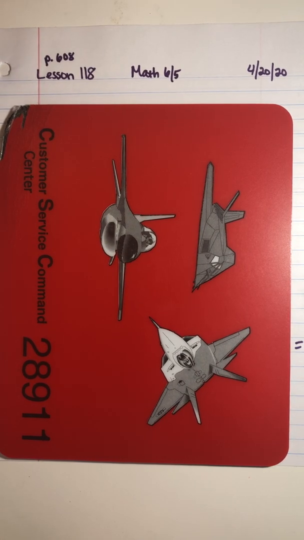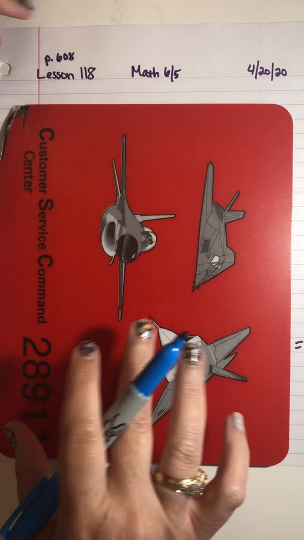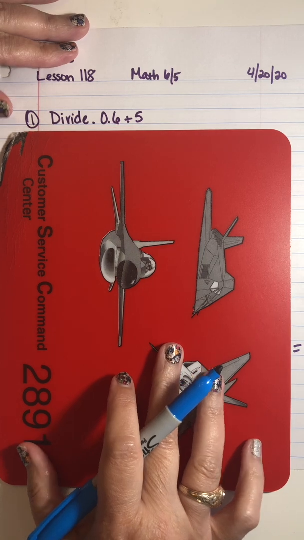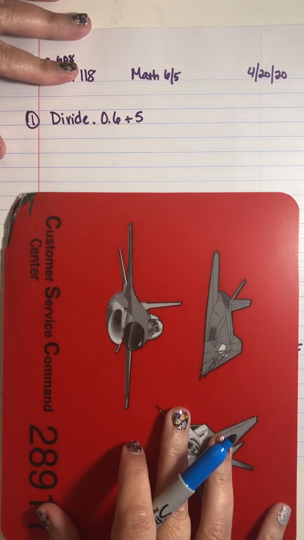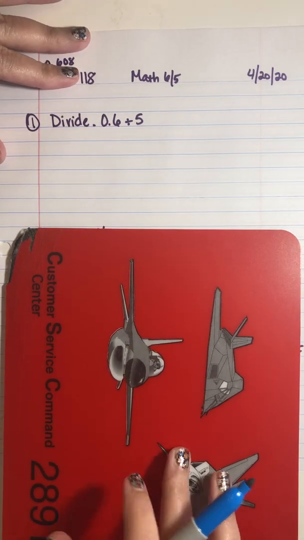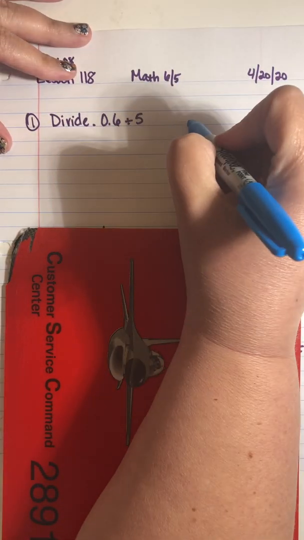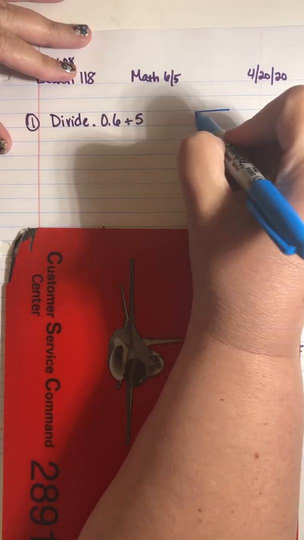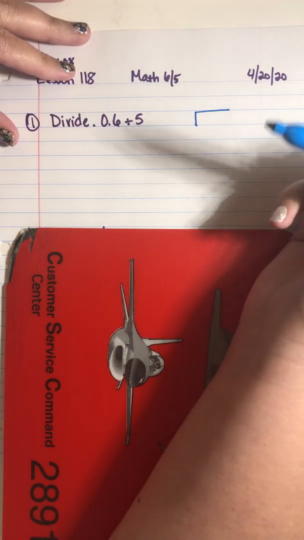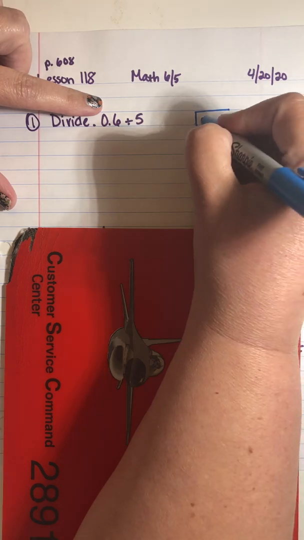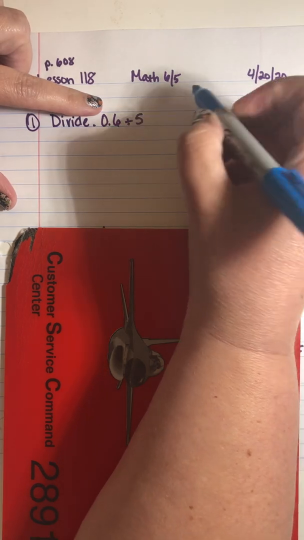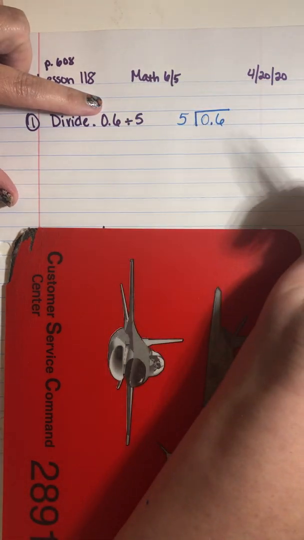Okay, 118, some more division. So let's get started. Divide 6/10 by 5. Let's give ourselves some space to work and set up our division box. Remember, we have our dividend divided by a divisor. The dividend goes in and the divisor goes on the outside.